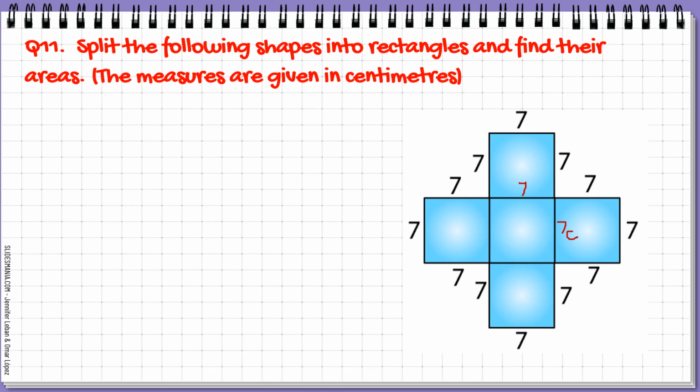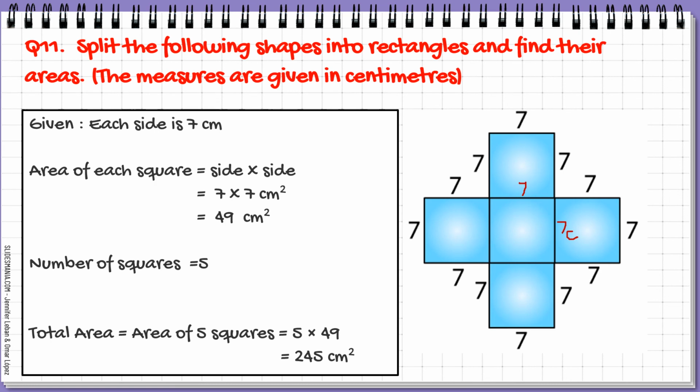So here, first thing is what is given to us, that each side is 7 centimeters, right? Then area of each square will be side into side, that is 7 into 7, that will be 49 centimeters square. Now second thing we have to do is find how many squares we have. So how many squares do we have? That is 1, 2, and then this is 3, this is 4, and this is 5. So we have 5 squares here.